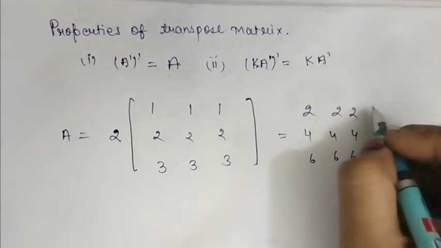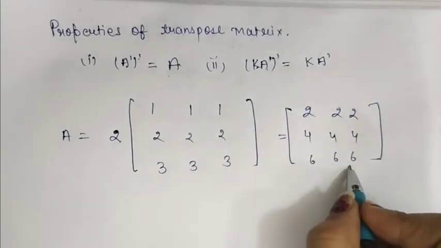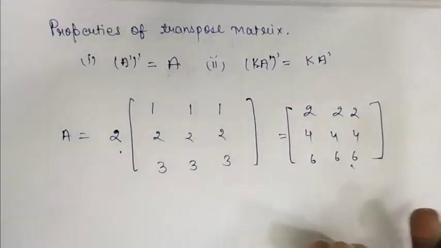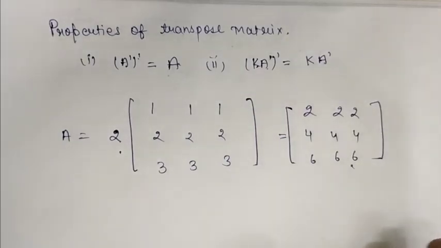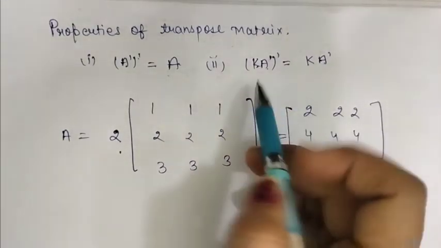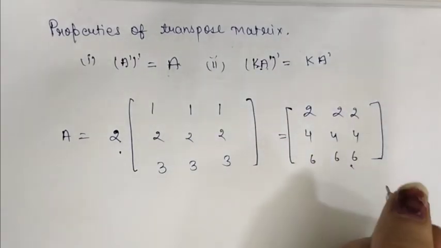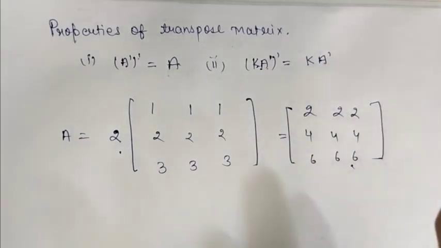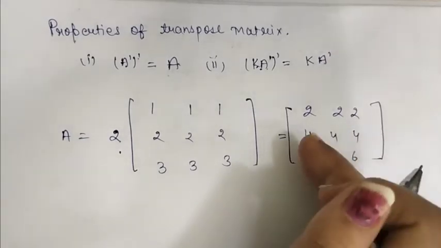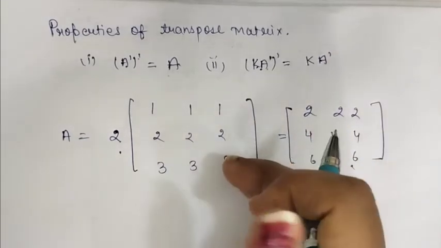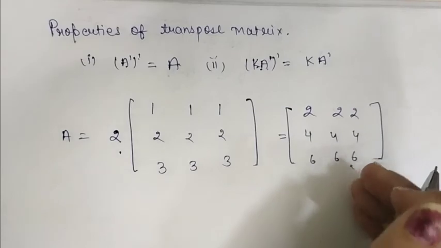So we can write this either this way or by taking the constant out separately, that is the same thing. This is known as: when we multiply any constant with a transposed matrix, then we can also remove the constant, or we can write the constant separately and the transpose of that matrix separately.